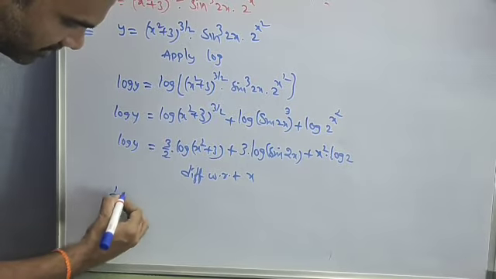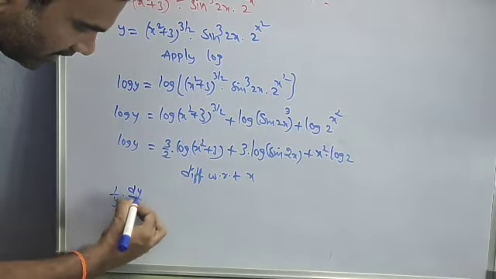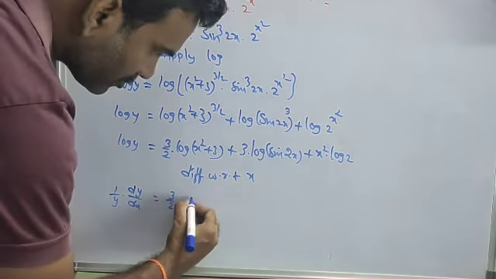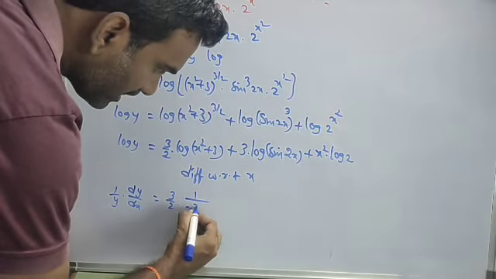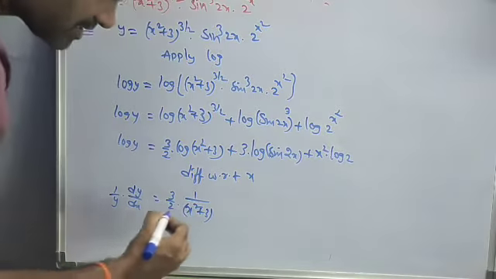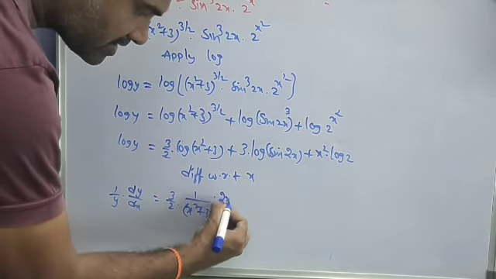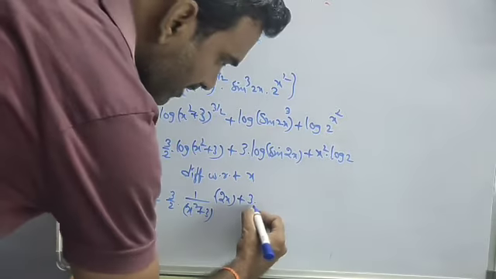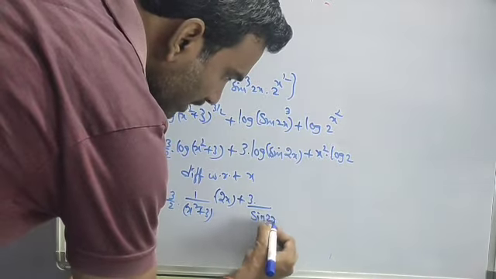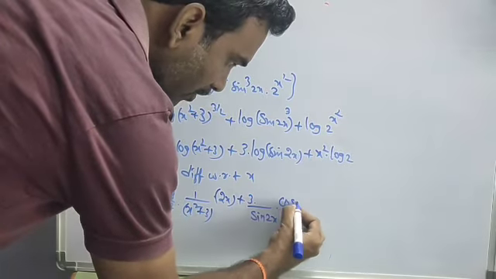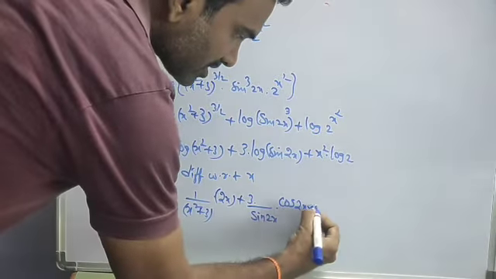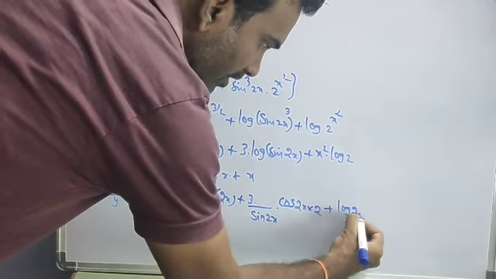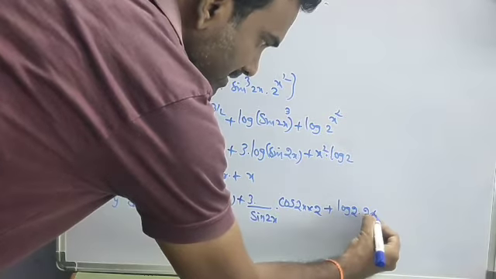So log y differentiation is 1 by y into dy by dx equals 3 by 2 into log of (x square plus 3), the differentiation is 1 by (x square plus 3) into the differentiation of x square plus 3, which is 2x, plus 3 into log of sine 2x, differentiation is 1 by sine 2x into cos 2x into 2, plus log 2 is the constant, x square differentiation is 2x.